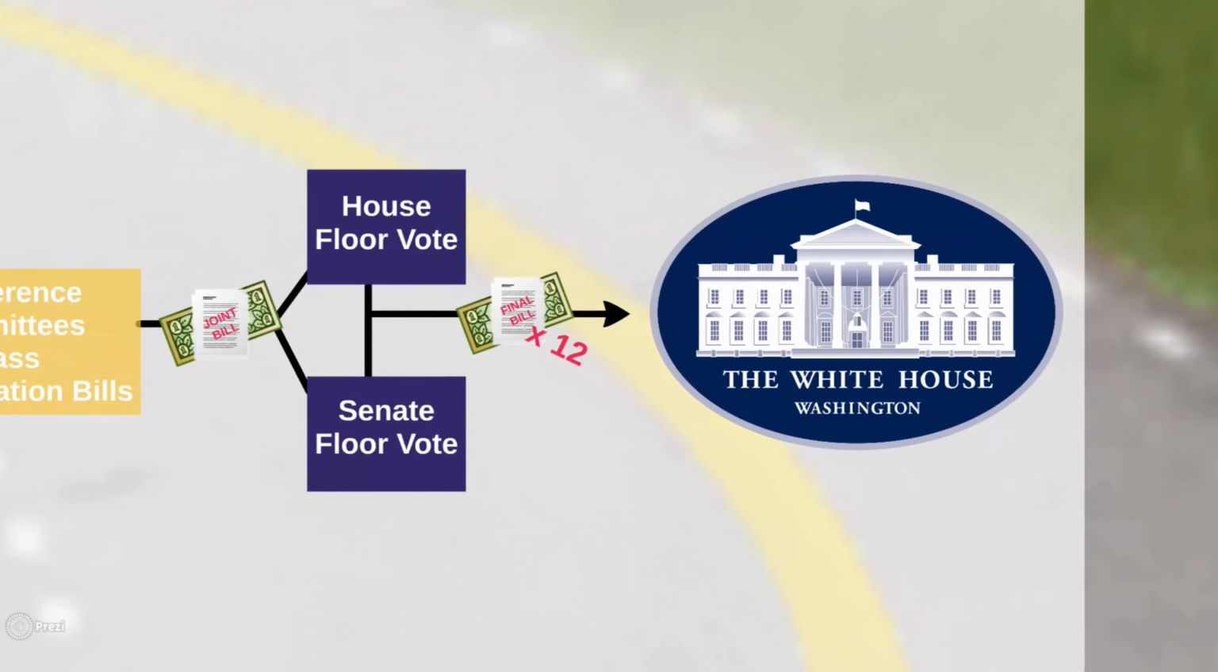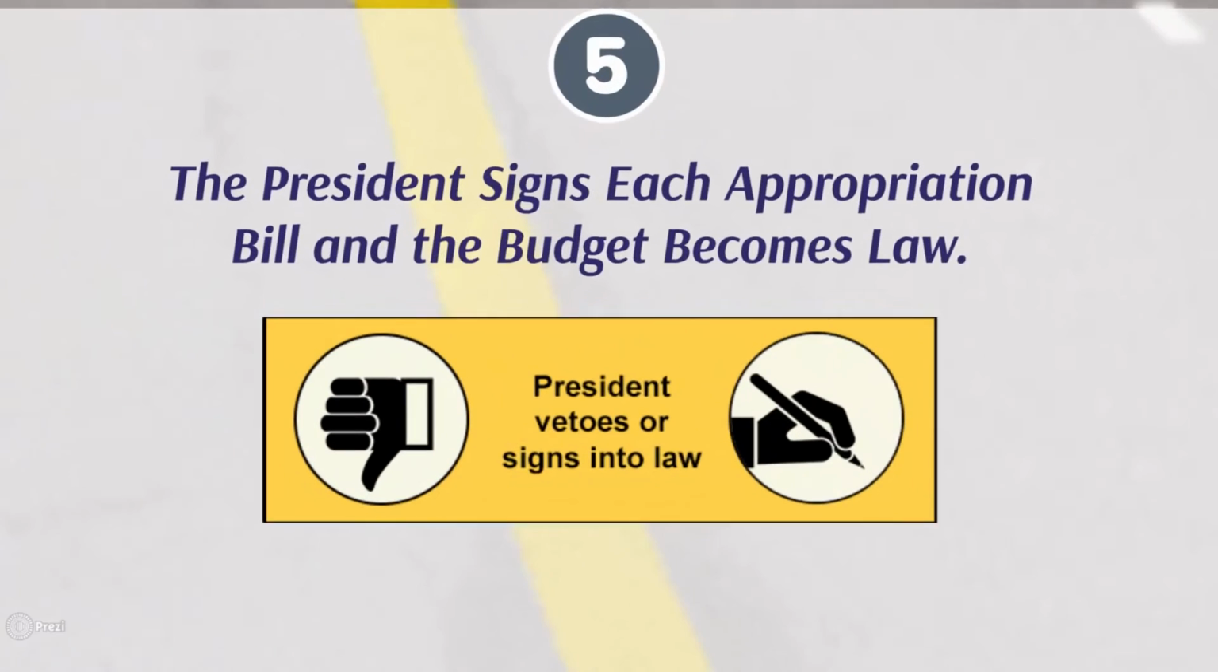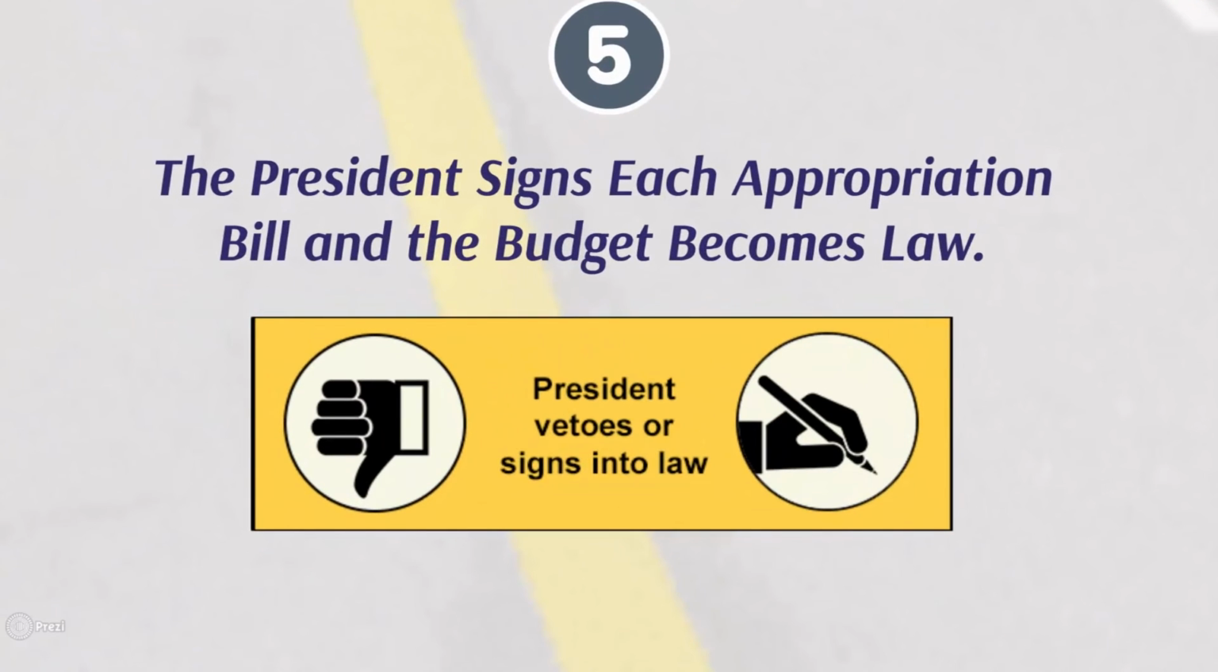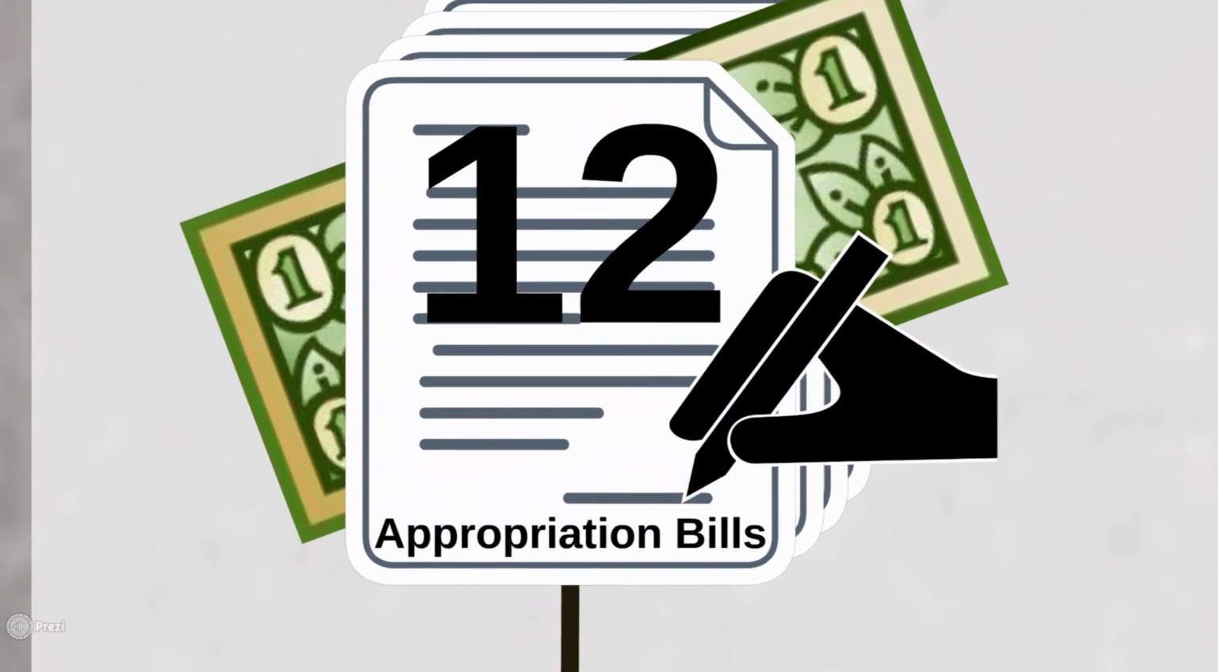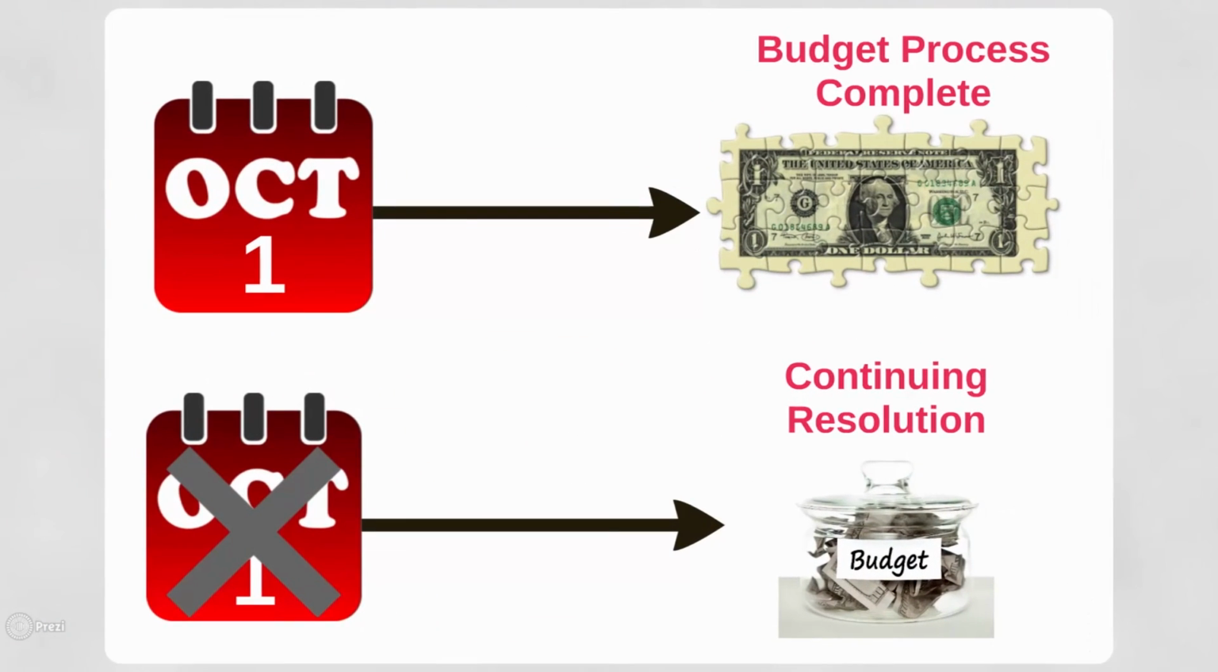In step 5, the President signs each appropriations bill and it becomes law. When the President has signed all 12 appropriations bills, the budget process is complete for the fiscal year. However, this rarely happens by October 1st, the start of the new fiscal year. When the budget process is not complete by October 1st, the Congress must pass a continuing resolution to keep agencies funded for a set period of time. These levels are based off the previous year's budget.